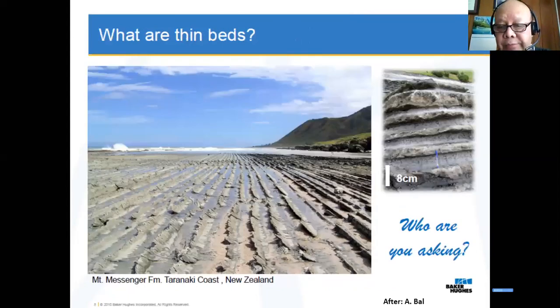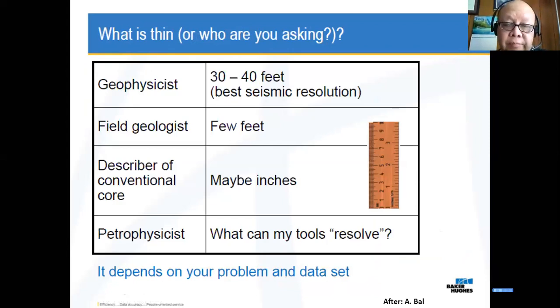Okay. So what are thin beds? It depends on whom you are asking. So here is another picture of a Mount Messenger formation in New Zealand. You can see that there are thinly bedded sand layers in here. So what is thin? For a geophysicist, a thin bed will be something like 30 or 40 feet thick, which is within the seismic resolution. If you ask a field geologist, the sand may be about a few feet thick. If you are a sedimentologist, or if you are describing a core, it may be a few inches.